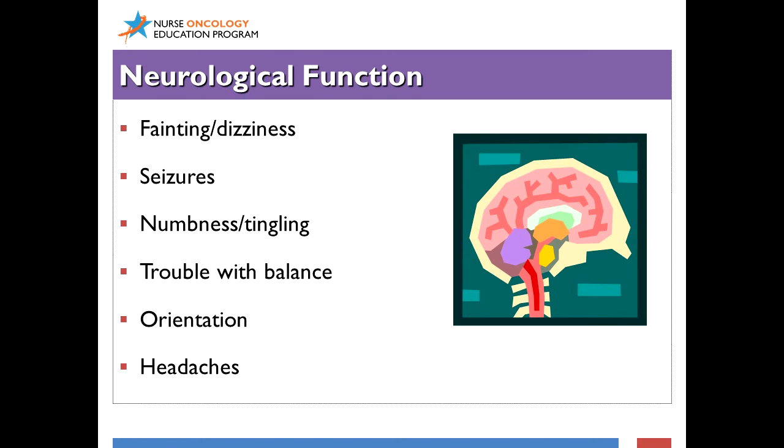If we assess for neurological function, it's important that we are ruling out any type of fainting or dizziness. The patient may be dehydrated. They may be complaining of some type of seizures or having a numbness or tingling, which is a neuropathy, headaches, assessing their orientation or trouble with balance, because we may be ruling out a brain metastasis in some of our patients. Some of our patients do have different types of brain tumors, and it's best if we can help assess that so we know how to properly manage it.